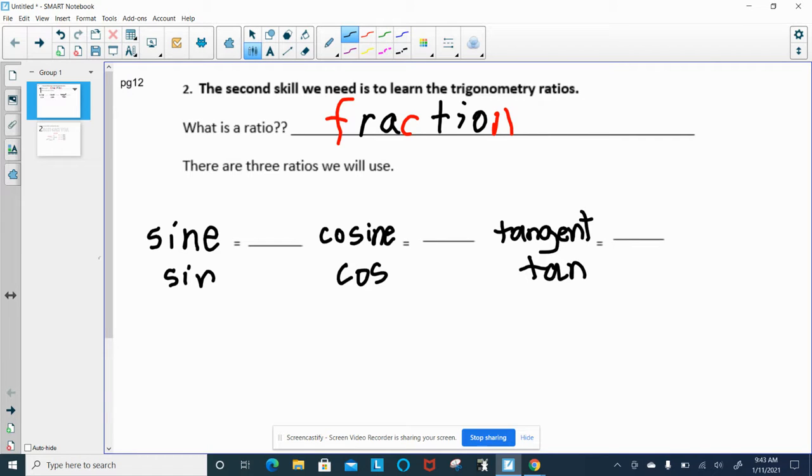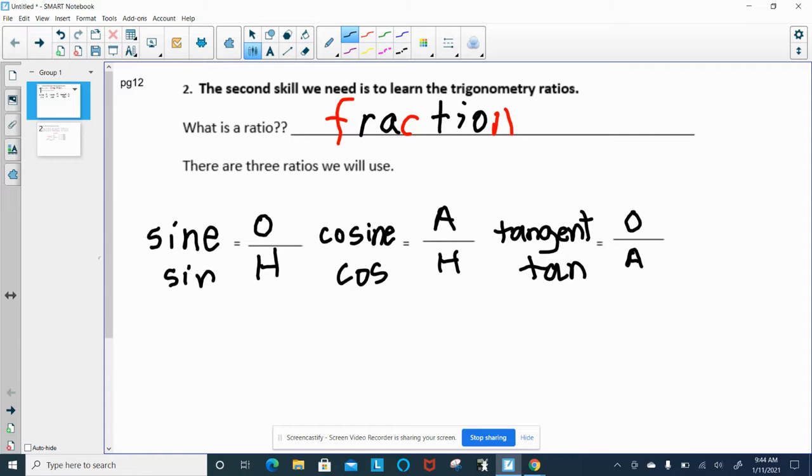Now, what are these ratios? How do we define them? Well, the sine ratio is the opposite side over the hypotenuse. The cosine ratio is the adjacent side over the hypotenuse. And the tangent ratio is the opposite over the adjacent.